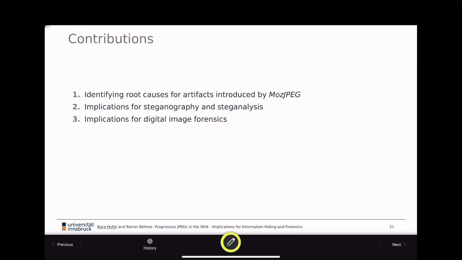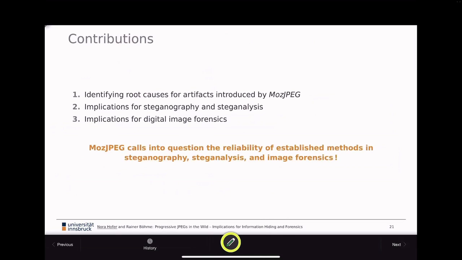So this already brings me to the end of my talk. We identified the root causes for the artifacts that are introduced by MOS-JPEG. We discussed the implications for the fields of steganography and steganalysis and for digital image forensics. I want to mention that MOS-JPEG calls into question the reliability of established methods in steganography, steganalysis, and image forensics. And I want to say that the community should incorporate this knowledge about MOS-JPEG into future research in order to improve the reliability of its methods.